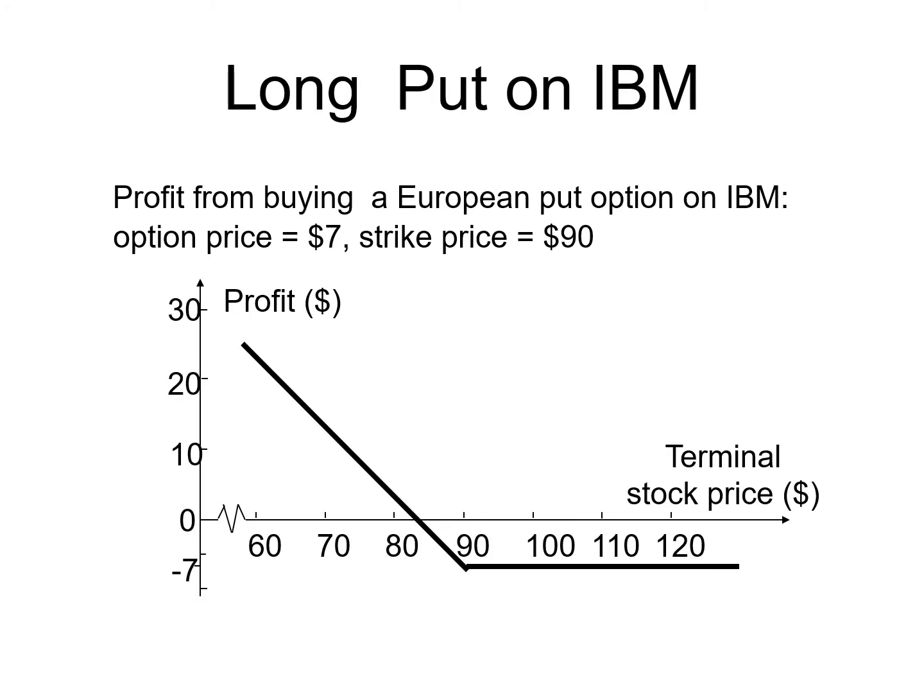Here is the payoff structure for a long put on IBM. So here, the option price is $7 and the strike price is $90. So you buy this put option for $7. If the share price remains above $90 when the contract expires, the option expires worthless. But if the share price is lower than 90, you get a payoff. The lower the share price, the more payoff you will get. This is put option.